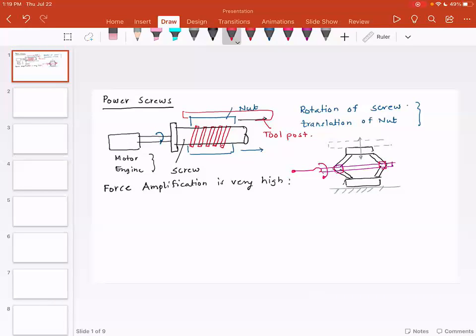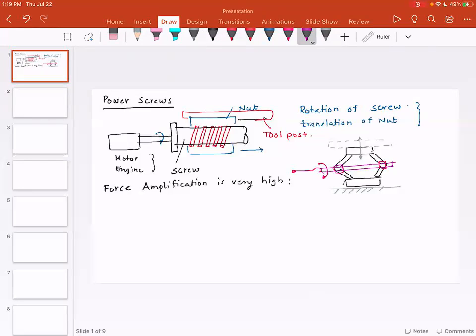That motor is actually very small, but because of this very high force amplification, a small motor can be used for a powerful design, and you can have a large amplification. So the key question is, where are we gaining or losing? Energy can neither be created nor destroyed, so how do we get this very high amplification?